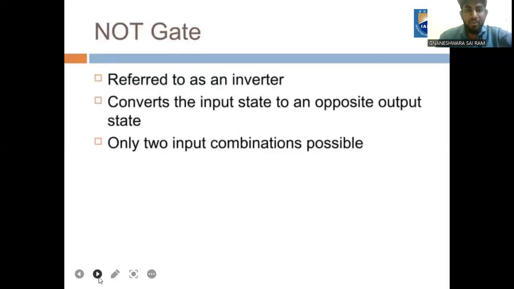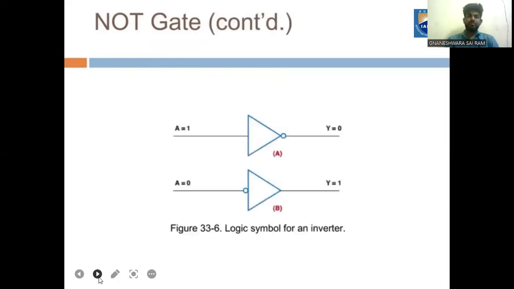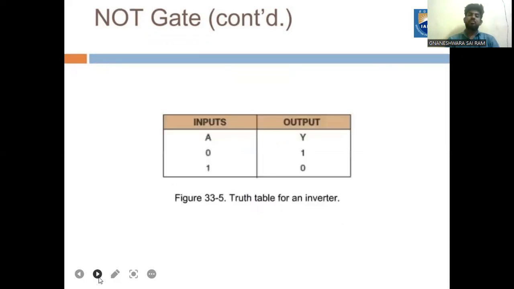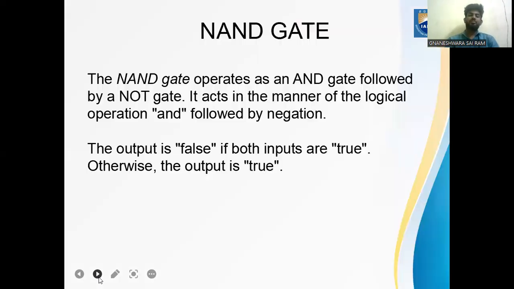NOT gate, referred to as an inverter, converts the input state to an opposite output state. Only two input combinations are possible. For the NOT gate, A is equal to 1, B is equal to 0. And this is the symbol of a NOT gate. And this is the truth table of the NOT gate. If A is equal to 0, the output will be 1, and if A is equal to 1, the output will be 0.